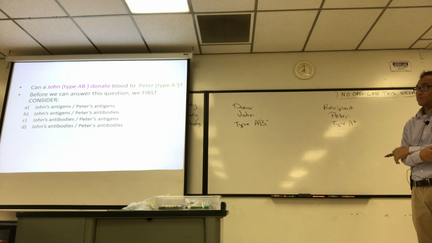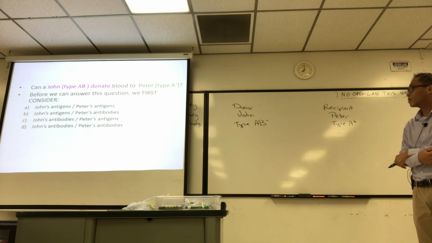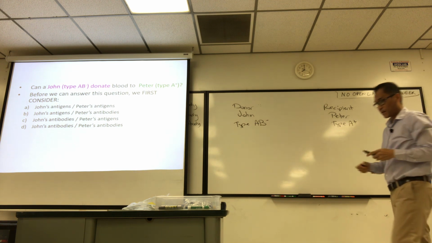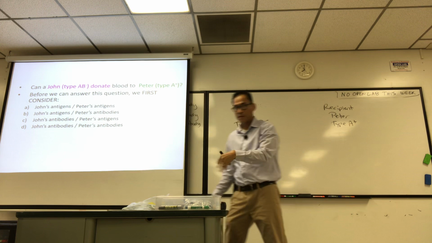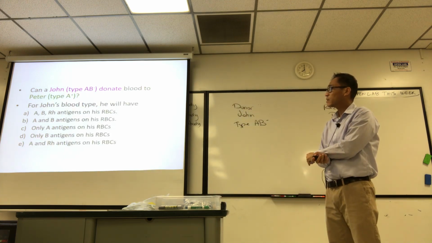Knowing that, which choice would you choose? John's antigens, so A or B, which one is it, A or B? Peter's antibodies. B is looking good to me. Okay? All right, that's good. If you're walking in late this morning, this will catch you up. Go through this thought process.